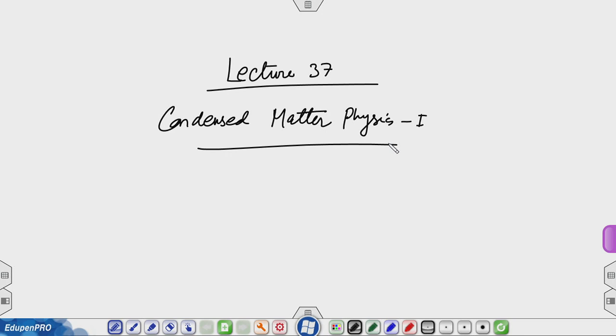It's just that in an almost filled band, the number of holes or number of vacant states are much smaller. So, it becomes much more convenient to describe the motion in terms of these empty states, and it also has consequences. We will be discussing all that in this lecture.